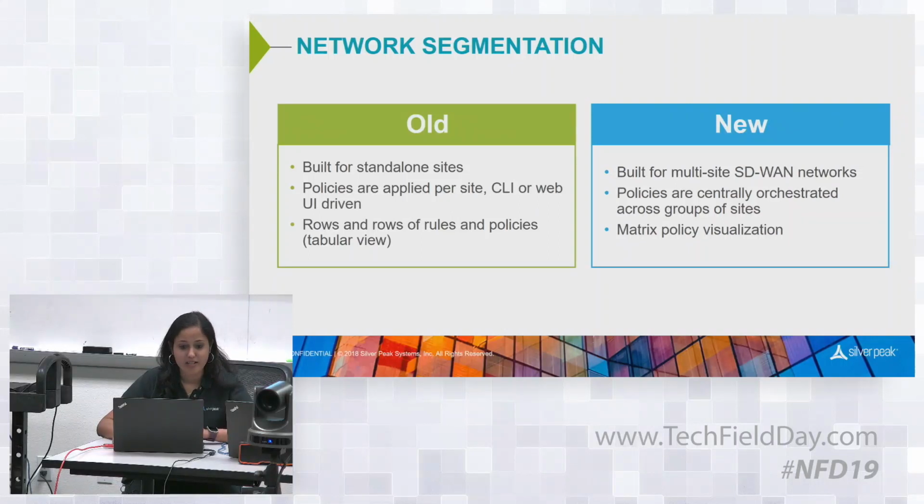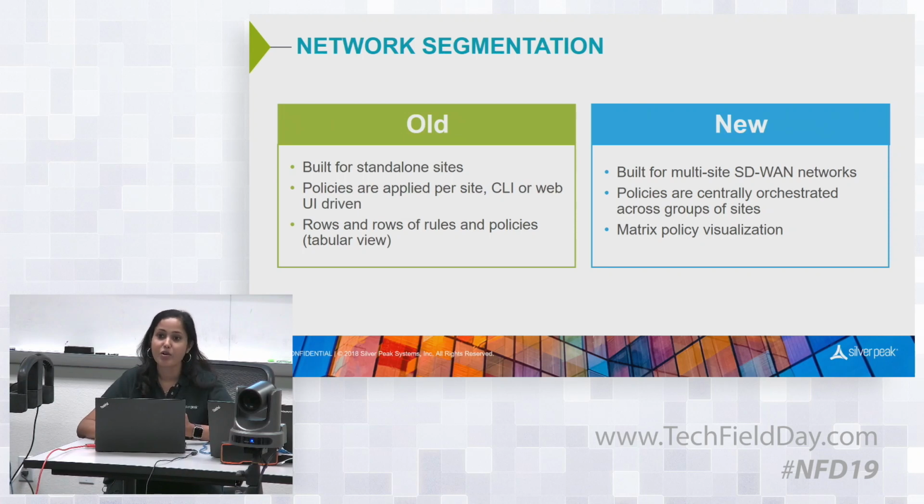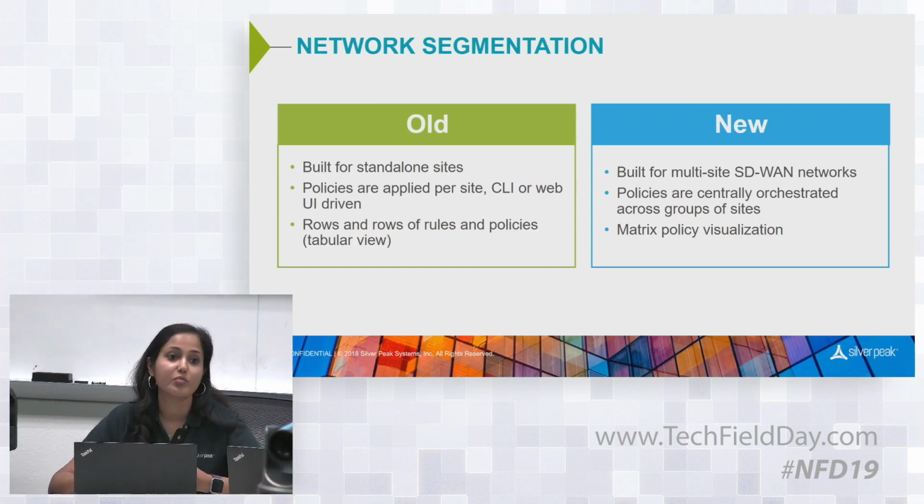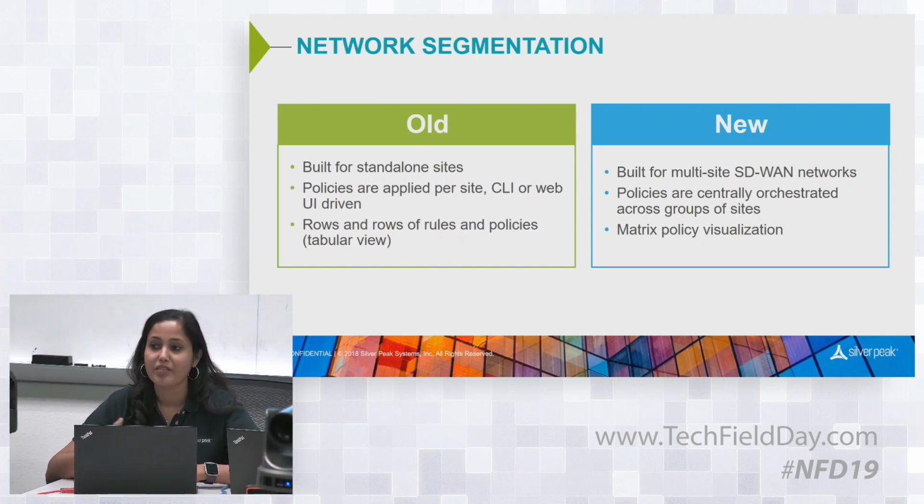As Wayne says, network segmentation has been around 20, 30 years, but it's all CLI driven, done on a site-to-site basis. What we have in the Silver Peak Edge Connect is not just multi-site SD-WAN networks. We also have centrally orchestrated security policies. So a user does not have to enter rows and rows of policy rules on a site-by-site basis. Instead, they will use our matrix policy visualization for configuring security policy rules for the entire network at just one time.